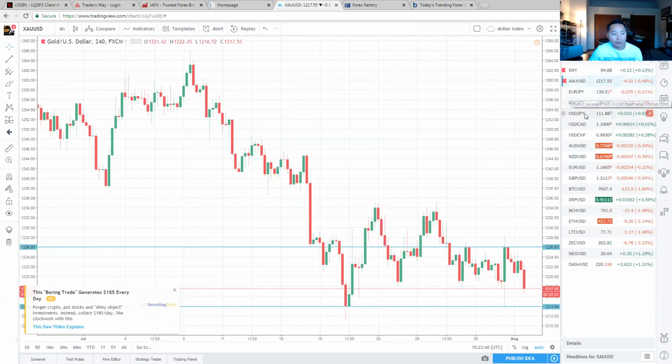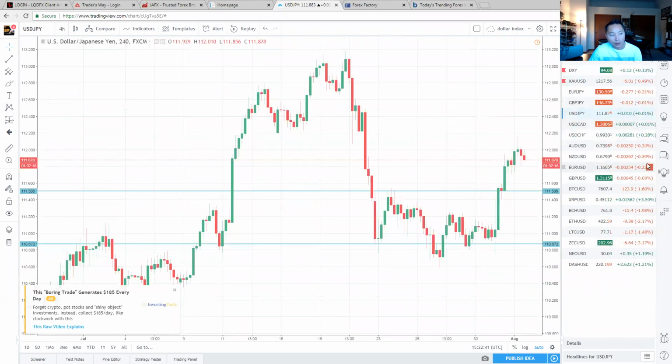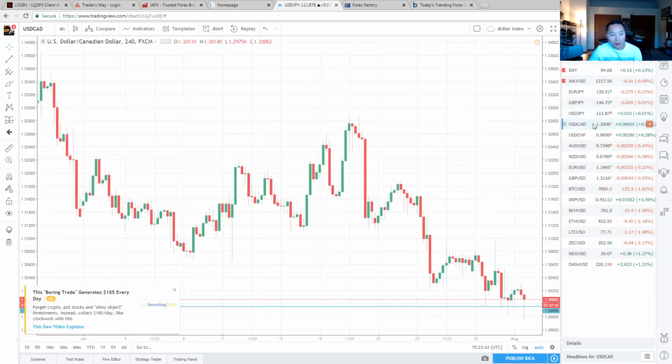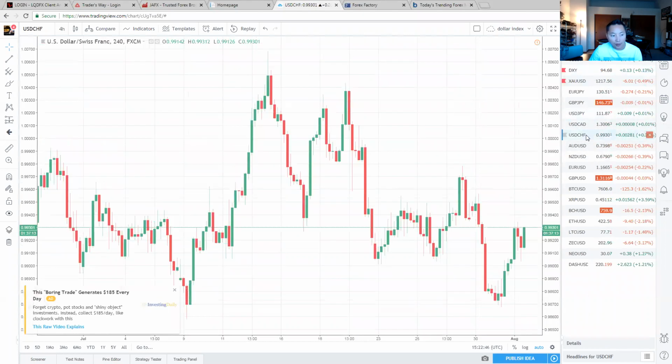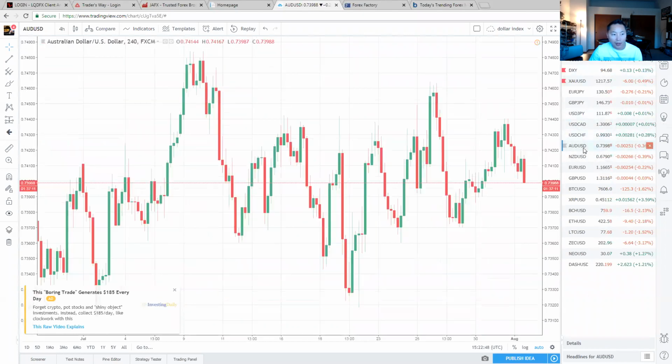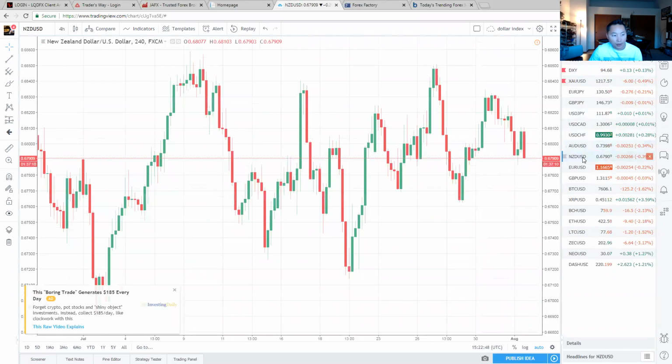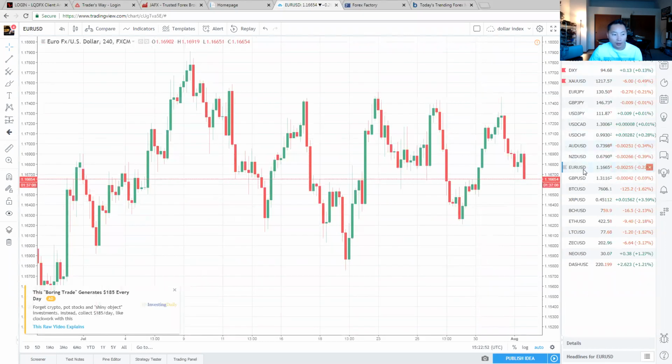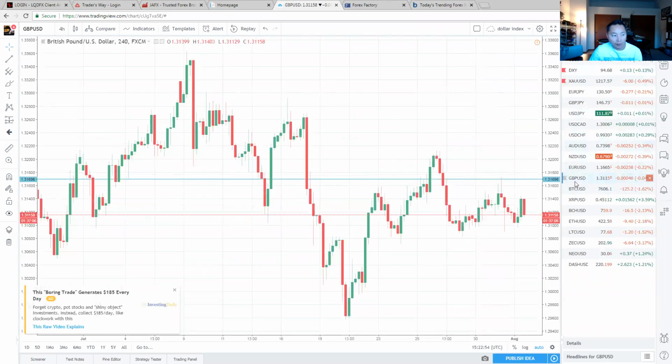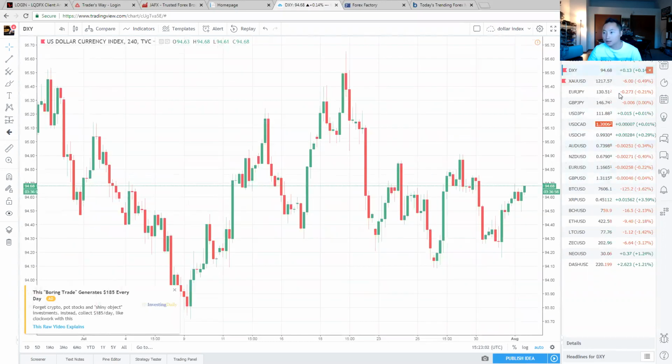And then we're selling USD JPY, we're selling USD CAD, we're selling USD Swiss franc, we're buying Australia, we're buying New Zealand, we're buying Euro, and we're buying the pound. The most basic principle that you should always remember is that if you're buying the dollar, then you're buying the US based currency pairs that are in the front.